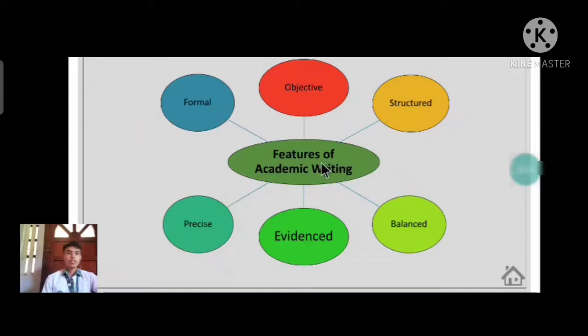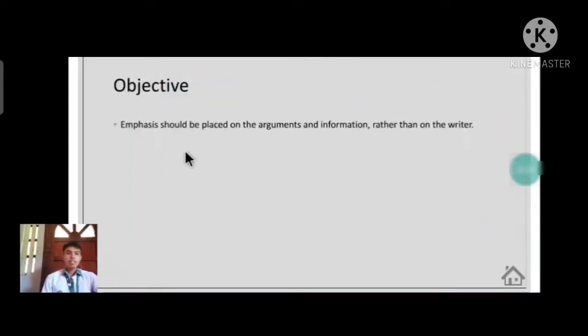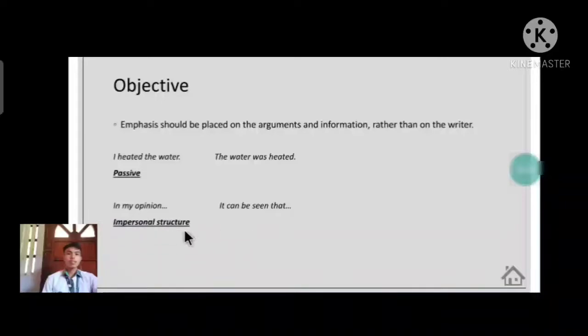So the second feature of academic writing is objective. Emphasis should be placed on the arguments and information rather than on the writer. For example, instead of using "I heated the water," you can use "the water was heated." So this use is passive, which is fairly common in academic writing. Instead of using "in my opinion," you can use "it can be seen that." So this is an impersonal structure using "it." And an impersonal structure with "it" is again fairly common in academic writing.